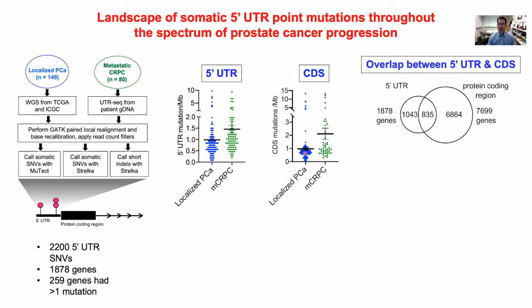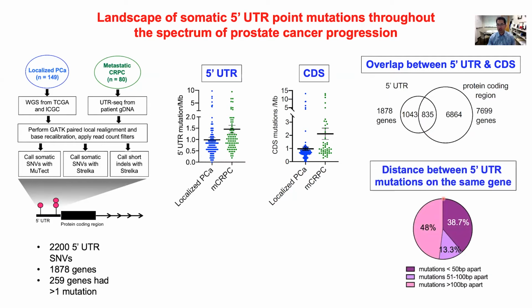What's particularly interesting is that while 835 of these genes with mutations overlap between the 5' UTR and coding sequence, about 1,043, or 55%, of the 5' UTR mutations affect genes that aren't otherwise affected in the coding sequence. This suggests that 5' UTR mutations may be another mechanism by which cancers deregulate the genome to drive aberrant gene expression. Another clue was the distance between recurrent 5' UTR mutations: about 40% of recurrent mutations occur within 50 base pairs of each other.